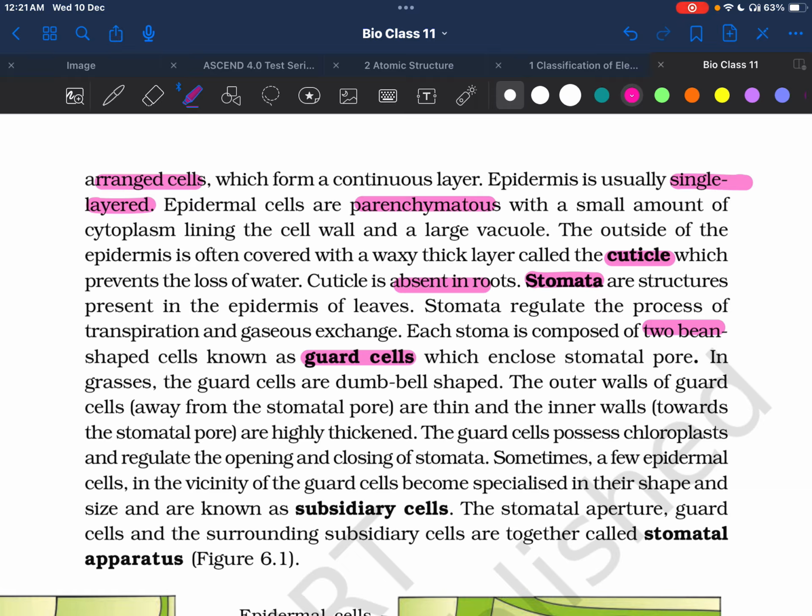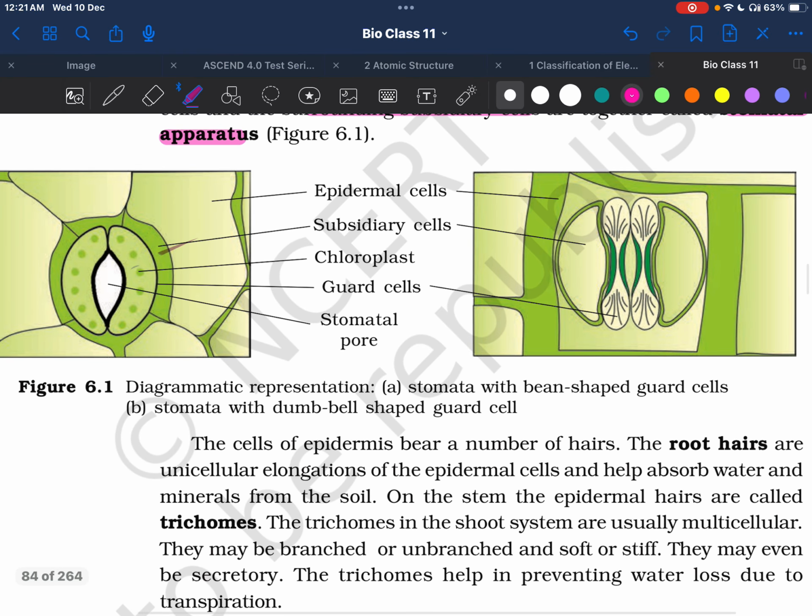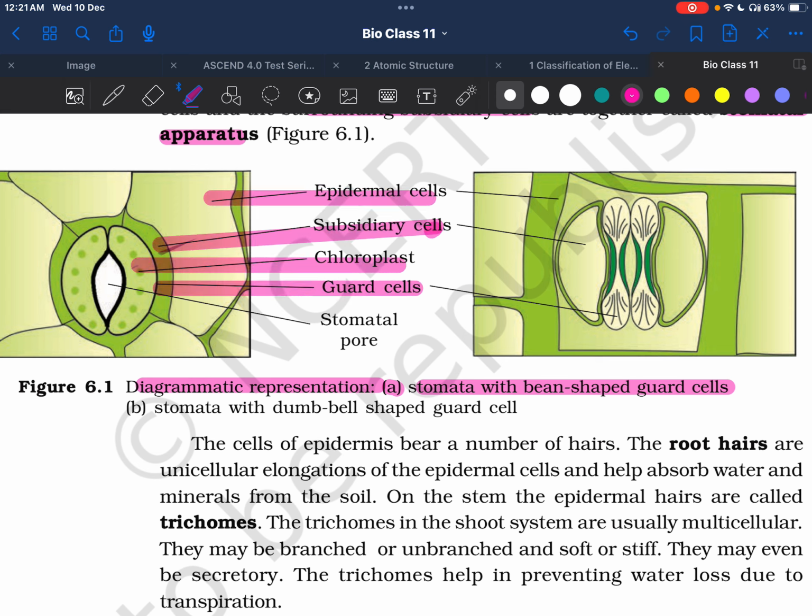Sometimes a few epidermal cells in the vicinity of the guard cells become specialized in their shape and size and are known as subsidiary cells. The stomatal aperture, guard cells, and the surrounding subsidiary cells are together called the stomatal apparatus. Figure 6.1 Diagrammatic representation. A. Stomata with bean-shaped guard cells: epidermal cells, subsidiary cells, chloroplast, guard cells, stomatal pore. B. Stomata with dumbbell-shaped guard cells: epidermal cells, subsidiary cells, guard cells.